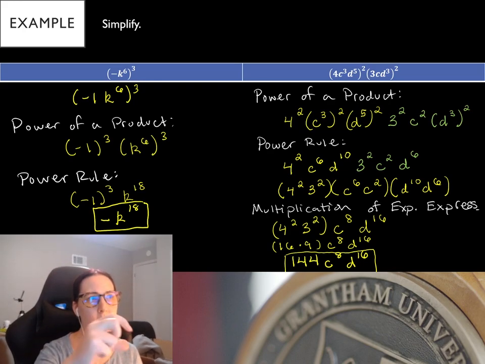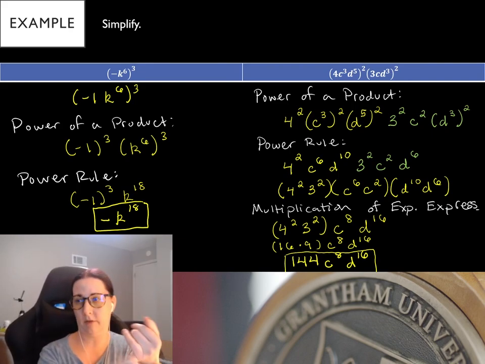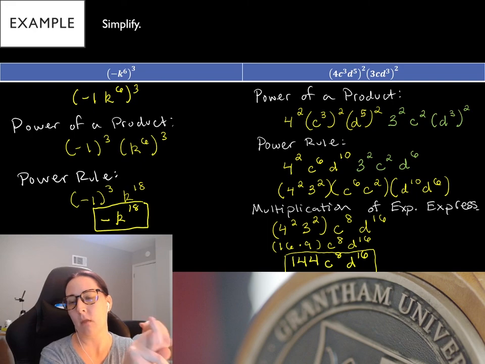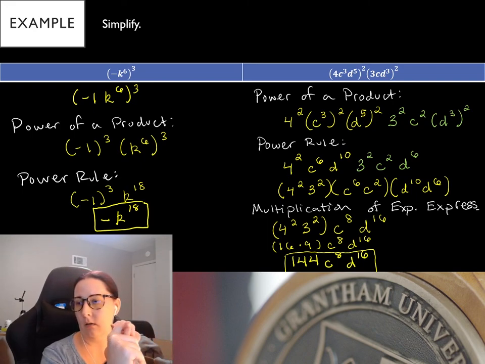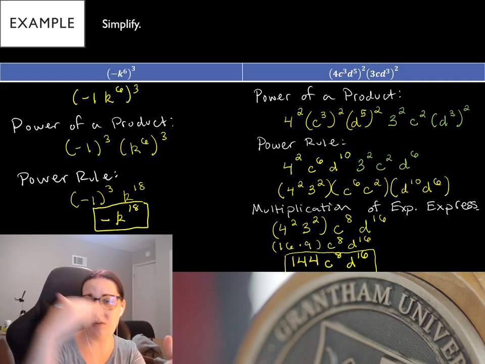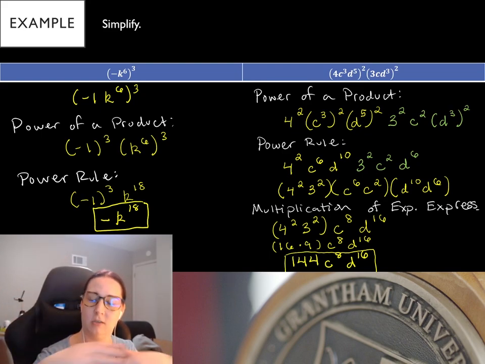I might have to, in the future, try to move up my line with the problems. But we always start here with problems like this. We do the power of a product. Then we do the power rule. If there's no power rule, you just skip that. Then you do any multiplication if you need to, and then you evaluate. If there's no multiplication, you go straight to the evaluating. So you'll skip steps as you need to, but you can see how we do the same order essentially every time.